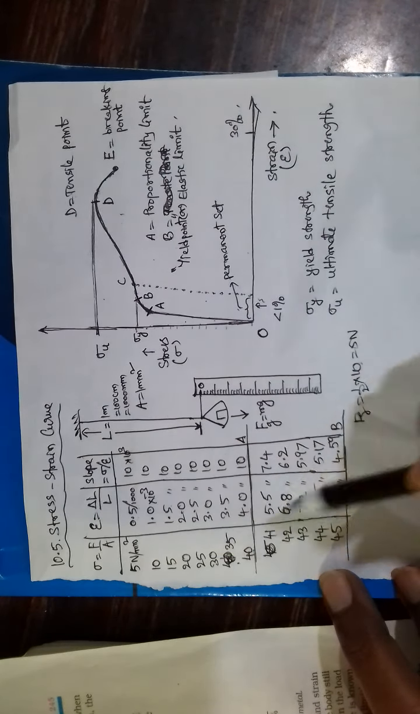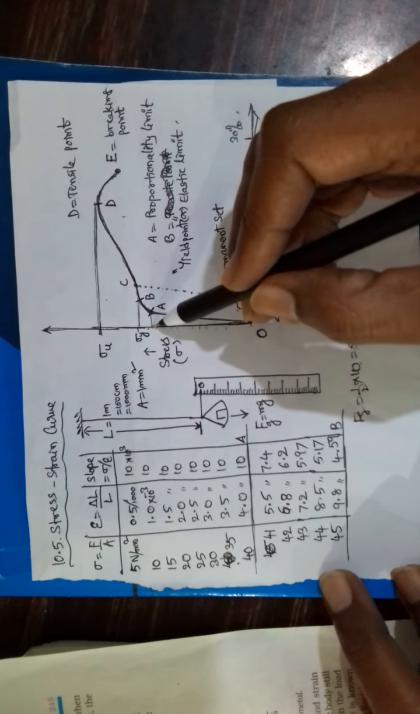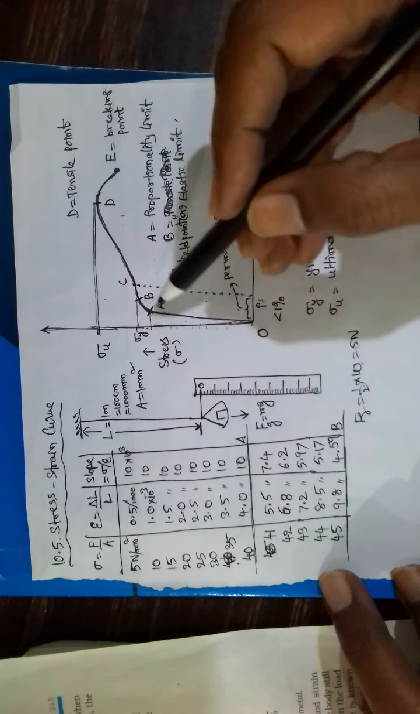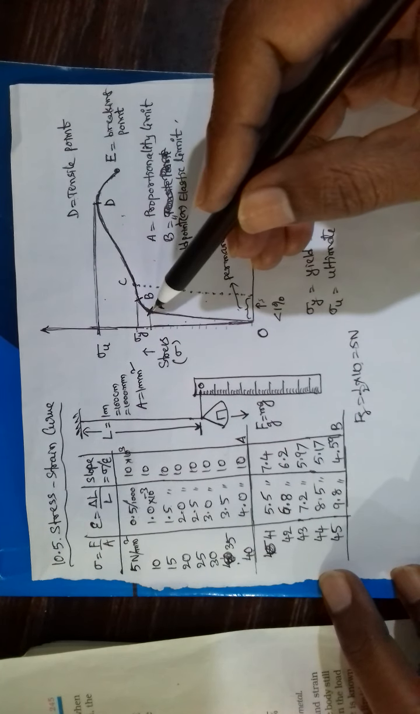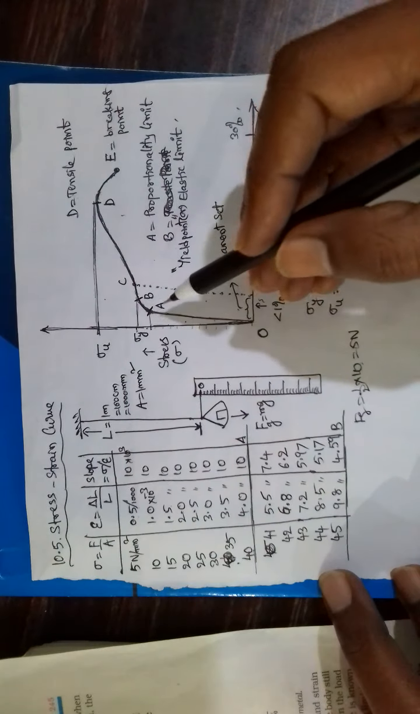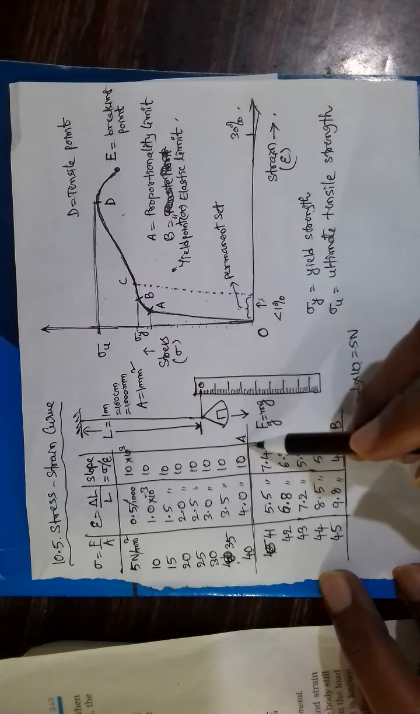So like this, up to a certain amount of stress, say up to a point on the curve, it is a straight line. Up to a point, it is a straight line. Let me write here a.